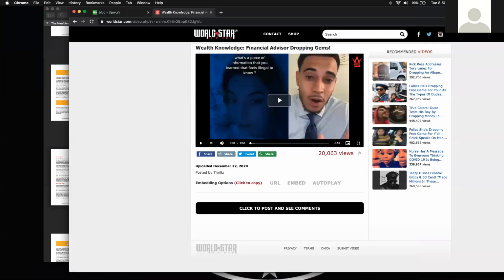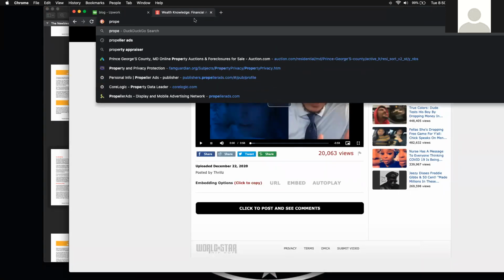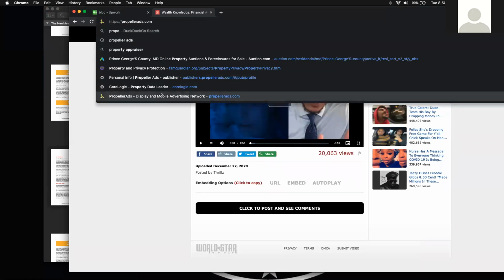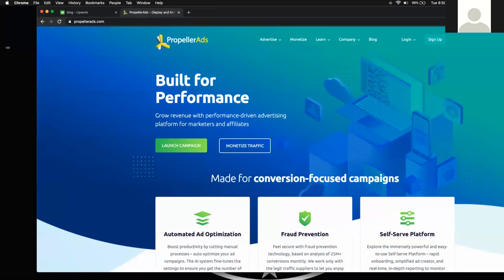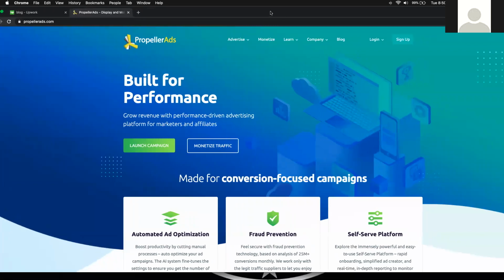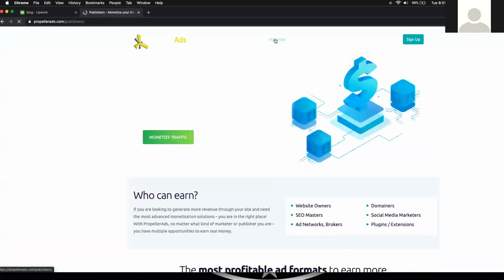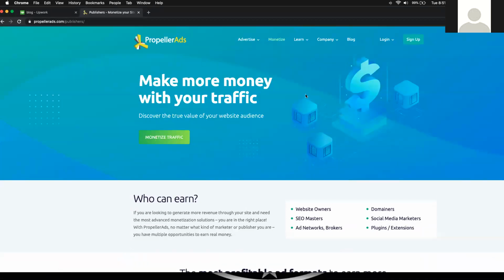Propeller. Because Propeller gives you money when someone just gets on your traffic on your store. So you would go to monetize. You also can advertise your product with Propeller ads as well.